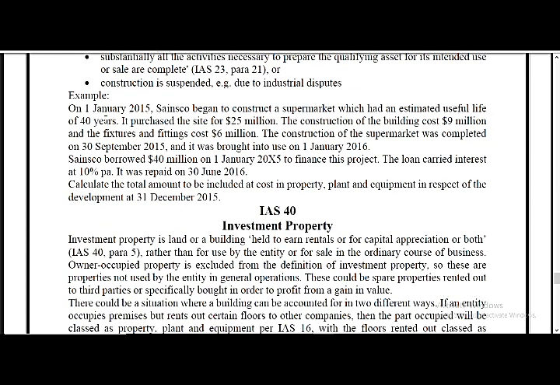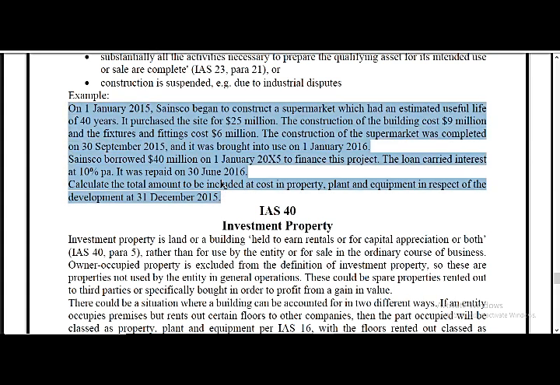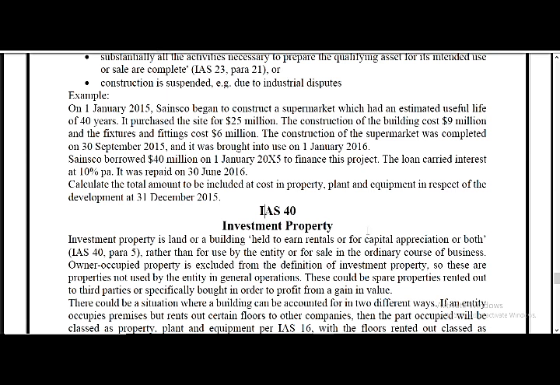So there is an example for you to do yourself. We'll start IAS 40 investment property in the next lecture. We'll not do it in this lecture because it will be too much for you to take in. And again, we'll have a quiz in the next class, again 20 to 30 minutes.